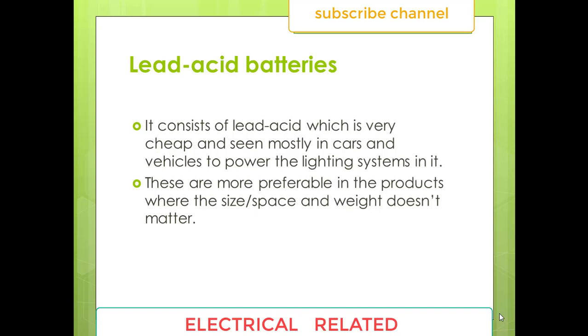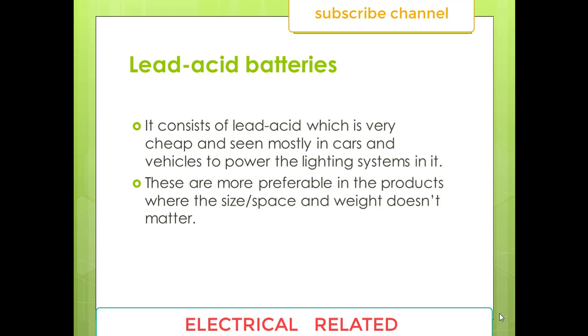Hello, what's up guys? In this video I will explain the difference between the lead acid battery and the lithium ion battery. I will tell you the very advanced differences between these two types of battery. First I will explain the lead acid battery, and next I will explain the lithium ion battery.